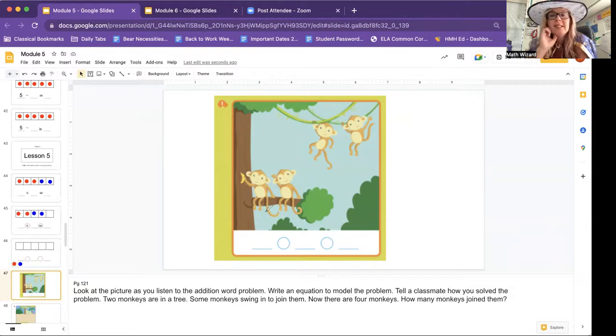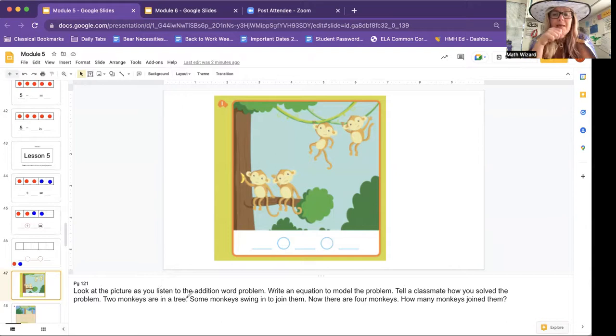Okay, let's see. Look at the picture as you listen to the addition word problem. Then write an equation to model the problem. See these lines and circles? Do you remember what I told you is going to go in the circles? Look, tell a classmate, do you have a classmate with you? You can tell your homeschool teacher how you solved the problem. 2 monkeys are in a tree. Some monkeys swing in to join them. Now there are 4 monkeys. How many monkeys joined them?